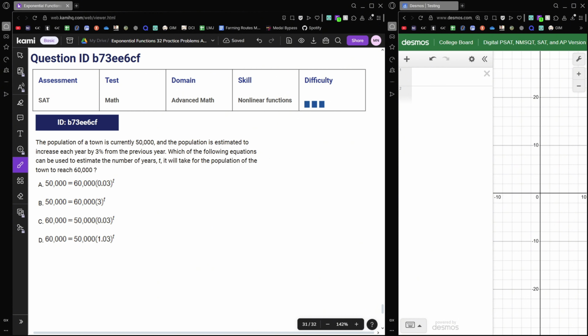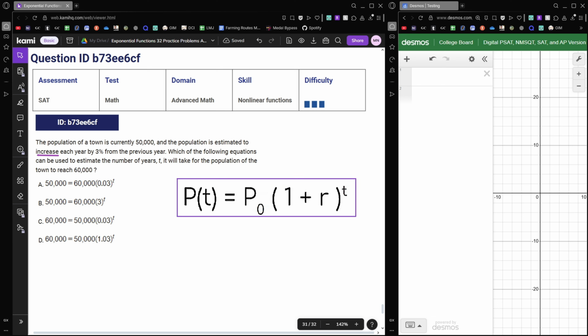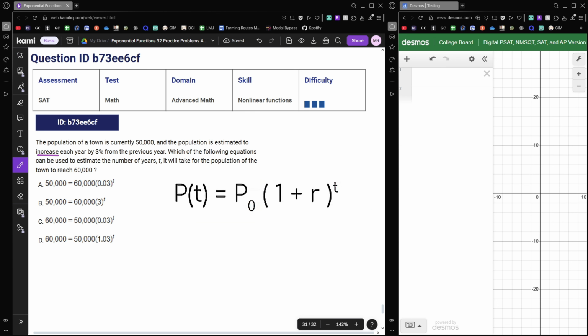So here it says the population is increasing, which means this is an exponential growth problem. Here's the formula for exponential growth. We know that the first number will be the initial value, and it says the initial value is 50,000. So we can go ahead and get rid of A and B. Then we know that for the number inside the parentheses, we'll always be adding 1 to it, which means it has to be a number greater than 1. In C, the number is less than 1, which means it can't be C, so our only answer left is D.